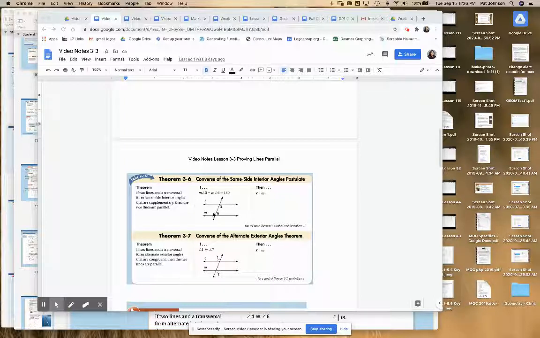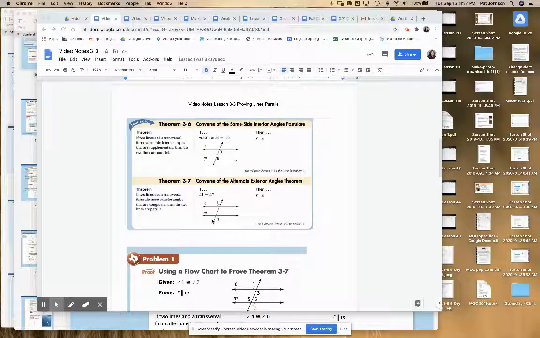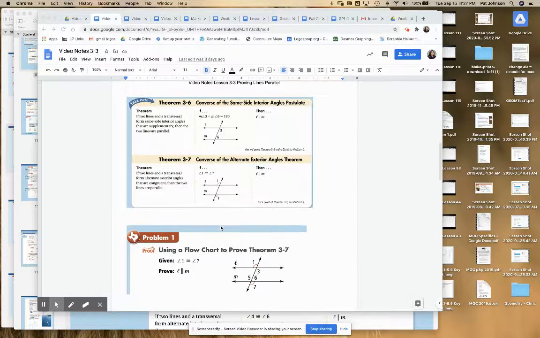And then you can prove the other theorems of the transversal and the parallel lines. They could have given you this information, or they could have given you 110 and 70, and then you can say that because they are supplementary, lines L and M are parallel. Now, here's the converse of alternate exterior angles. If two lines and a transversal form alternate exterior angles that are congruent, then the two lines are parallel. So it's just reversing it.